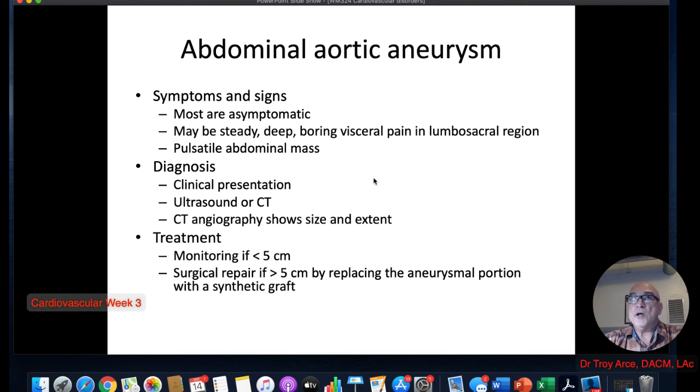So treatment: monitoring if less than 5 centimeters, surgical repair if greater than 5 centimeters, by replacing the portion affected by the aneurysm with a synthetic graft, right? So if it's less than 5 centimeters, it's going to be monitored. Greater than 5, you're going to replace it.